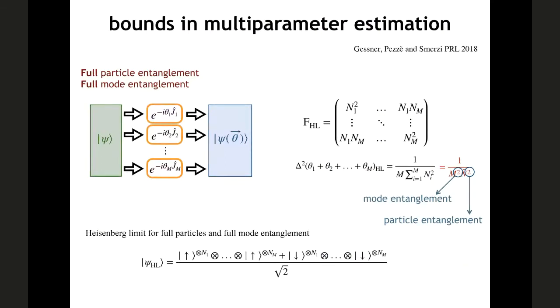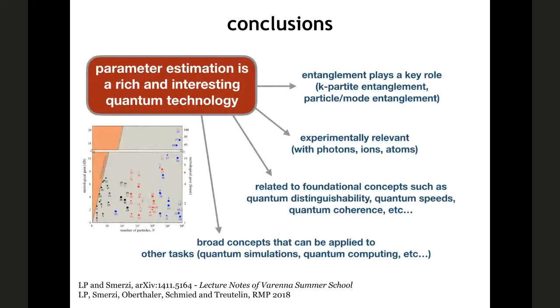So to conclude my talk, I can tell you that the bottom line of my talk is that parameter estimation is a very rich and interesting quantum technology. So it's a technology where entanglement plays a key role and also a clear role. So here it's very clear what is the role played by entanglement, k-partite entanglement, and also the interplay of mode and particle entanglement, as we have seen from the multiparameter estimation.